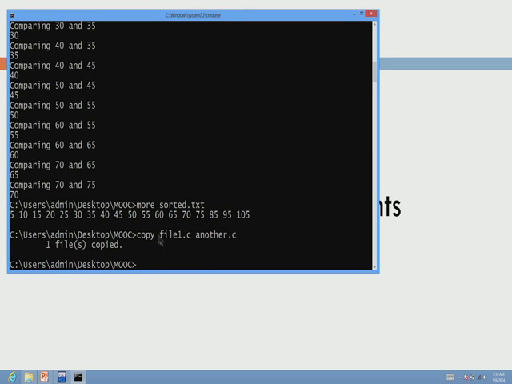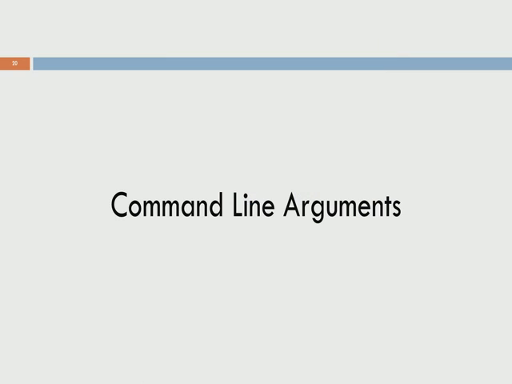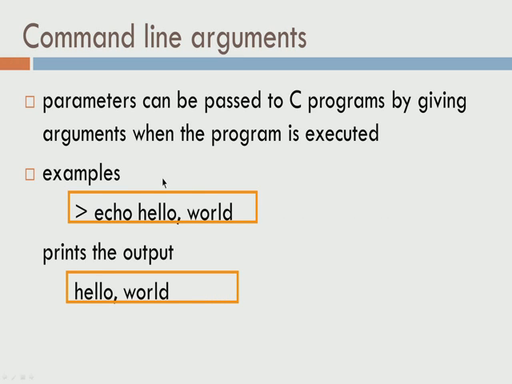So we are in a command line, we are calling an executable, and we have given 2 parameters, file1.c and another.c. We want to be able to process command line parameters. That's the next part of this video. So command line arguments work like this.